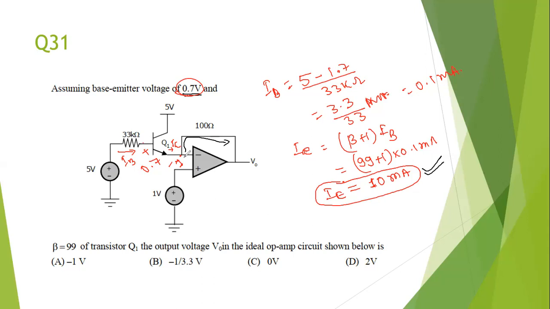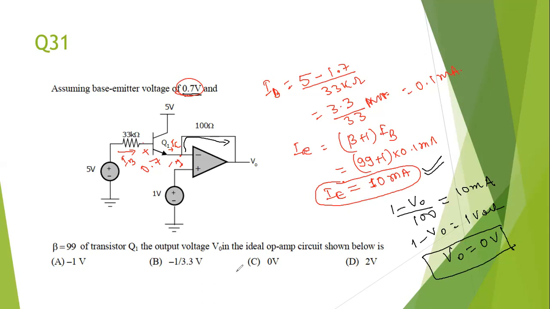Just write the KCL and you will get this current as 1 minus V naught divided by 100 ohm, and this current is equal to 10 milliampere. So 1 minus V naught equals 1 volt. So in this case, V naught equals 0 volt. So the answer will be what? Option C is your right option, V naught equal to 0 volt.